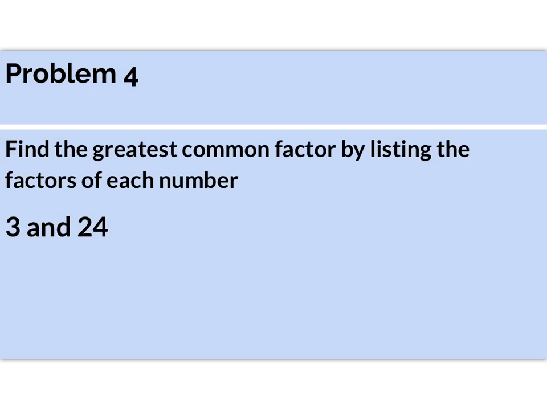And finally, the last problem. 3 breaks down into 3 and 1, so 3 is already prime. 24 breaks down into 3 and 8. And 8 breaks down into 2 and 4, and 2 and 2. And the only number they have in common is 3. A number is a factor of itself because 3 times 1 equals 3. And that's one of our identity properties from a previous video.